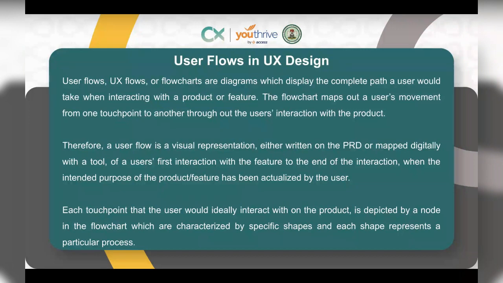Now, each touch point that a user would ideally interact with on the product is depicted by a node in the flowchart. Don't worry if you're confused, you'll understand as we go further. The nodes are characterized by specific shapes, and each shape represents a particular process. So what I'm essentially saying is the flowchart comprises different shapes of nodes, and the shapes are representative of an action that a user will take.